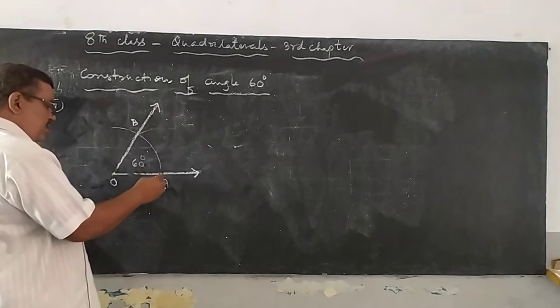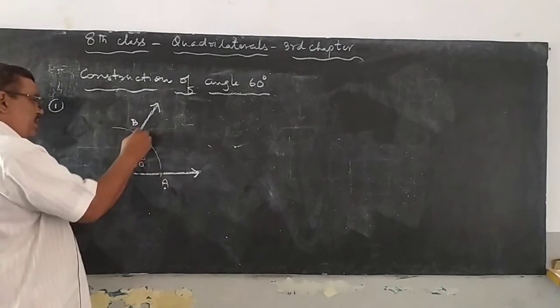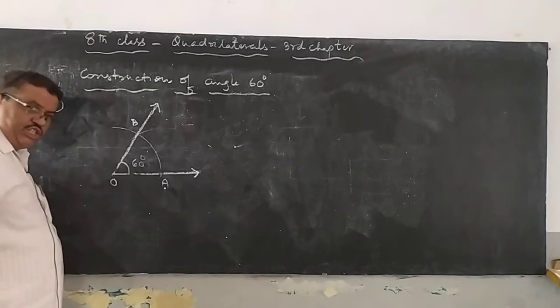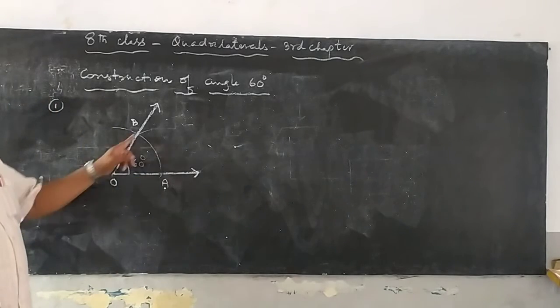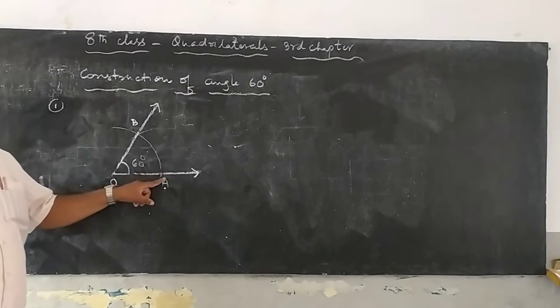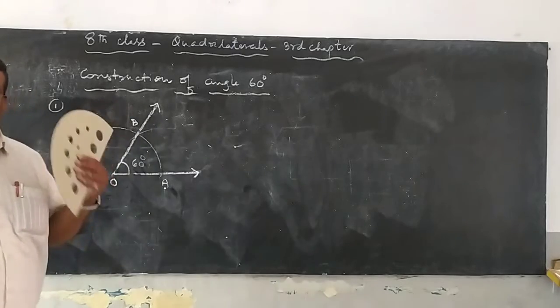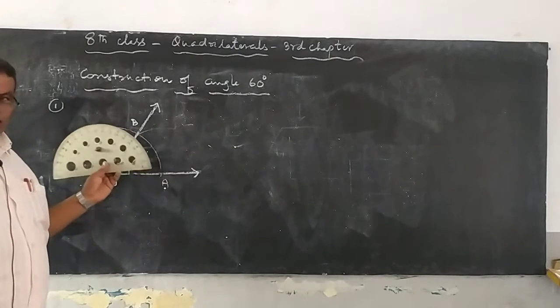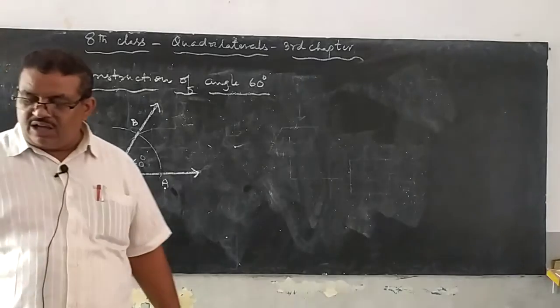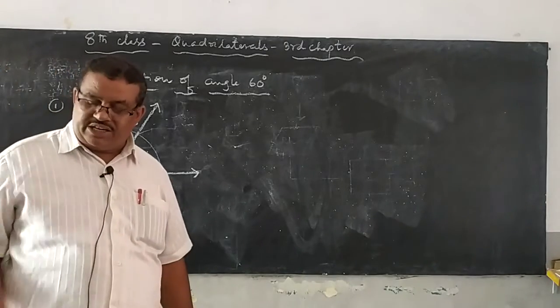Join OB. Angle AOB is equal to how many degrees, children? 60 degrees. Angle AOB or angle BOA should be equal to how many degrees? 60 degrees. Measure the angle with the protractor. Okay. This is the construction of an angle of 60 degrees.